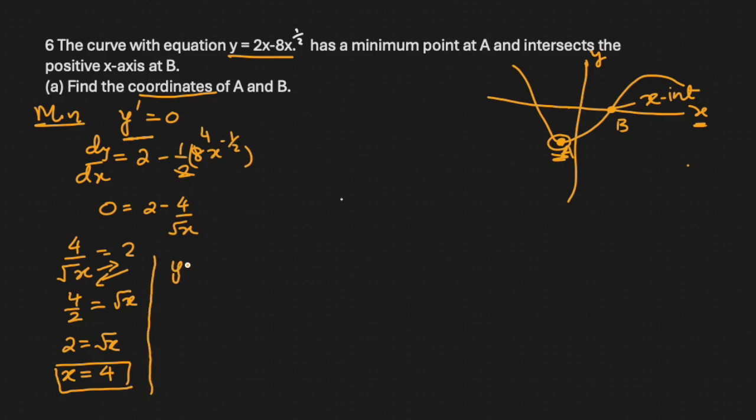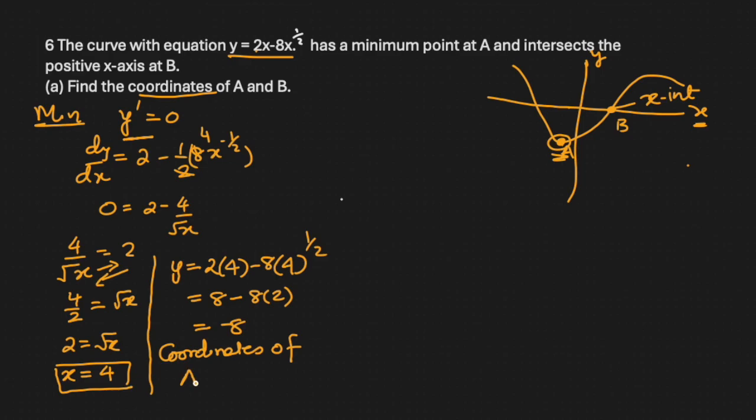So y is equal to 2x, x is 4, minus 8 times 4 to the power half, which is 8 minus 8 times 2. So 8 minus 16, which is minus 8. So the coordinates of A are (4, -8).